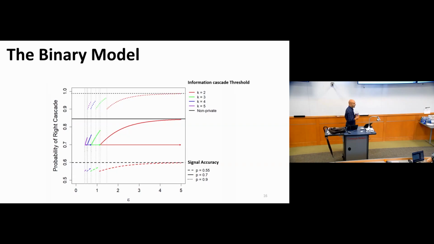Some contexts are such that people get very accurate signals about the unknown. In other contexts, less accurate signals. So that aside, then there is this issue of how would the privacy budget affect the probability of correct cascade.